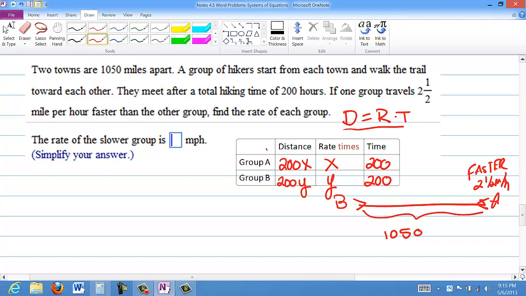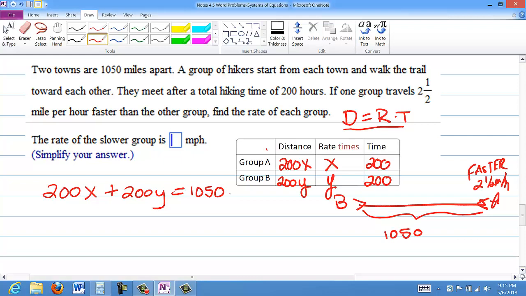Now we need to create our equation. Well, we know that their total distance was 1,050. So that means I could take the distance that group A traveled, which is 200x, and add it to the distance that group B traveled, which is 200y, and I know that the total distance that they traveled was 1,050 because they've met in the middle of the two towns. So there's my first equation.